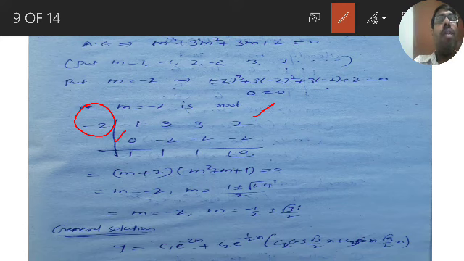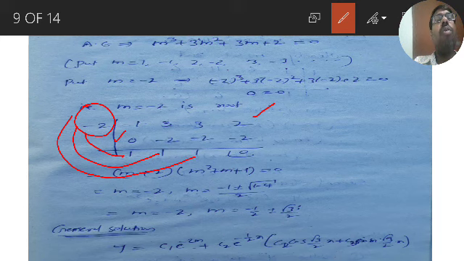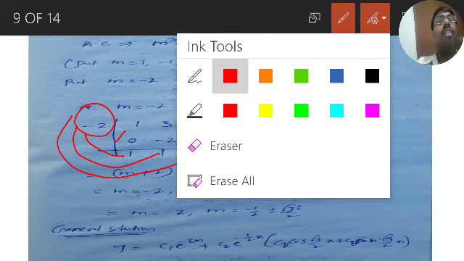1 plus 0 is 1. Minus 2 into 1 is minus 2. 3 plus minus 2 is 1. Minus 2 into 1 is minus 2 again. 3 plus minus 2 is 1. Again minus 2 into 1 is minus 2. 2 plus minus 2 is 0. The last term you will get 0 because m is equal to minus 2 is a root. When dividing with minus 2 you get a remainder 0. So the last term is 0. So this is how we do synthetic division.